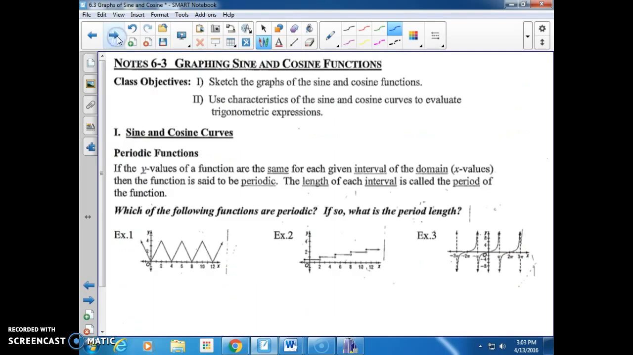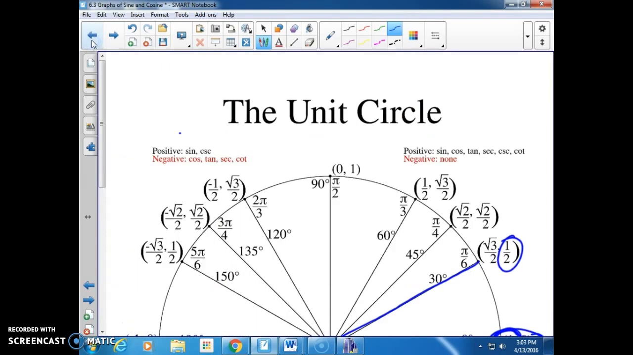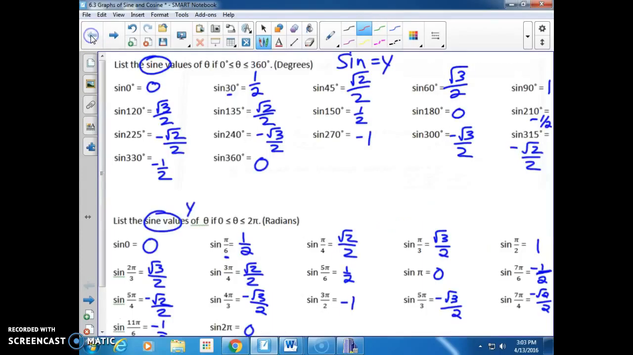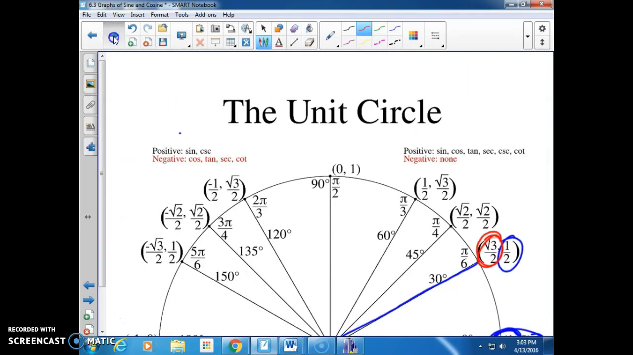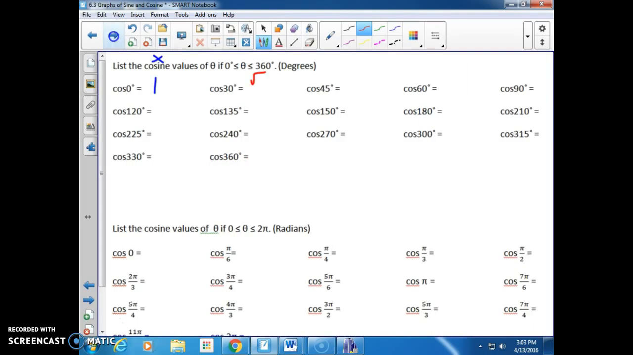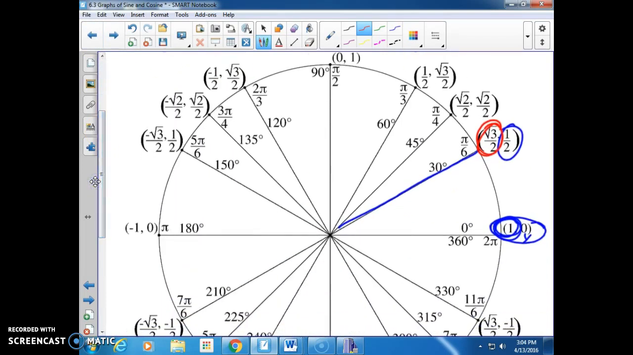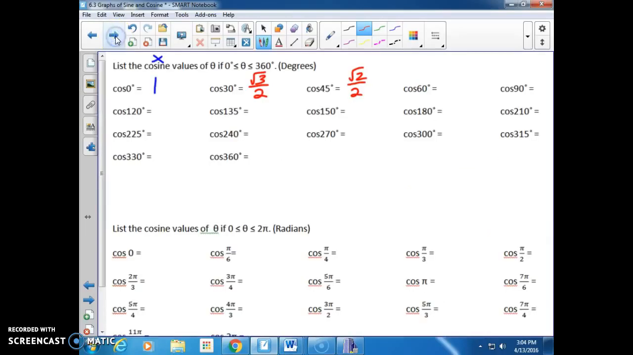Cosine of 30, whoops, wrong way. Cosine of 30 is going to be my x value, so it would be the square root of 3 over 2. So square root of 3 over 2. And cosine of 45 is still going to be the square root of 2 over 2. But again, I'm looking these all up on my unit circle. So 60 would be 1/2. That's the x value.